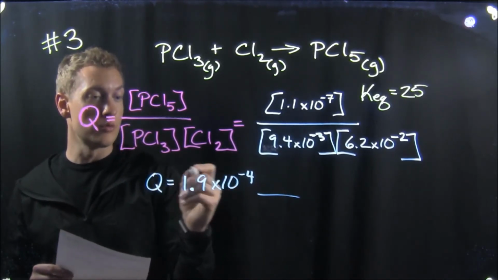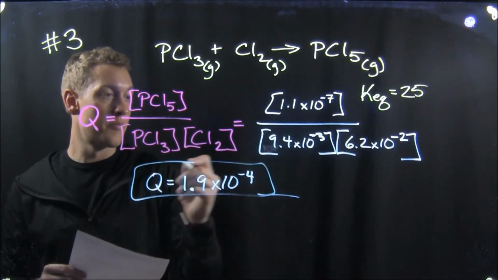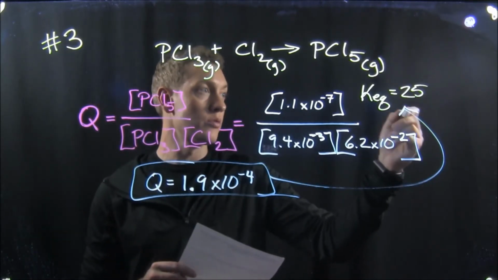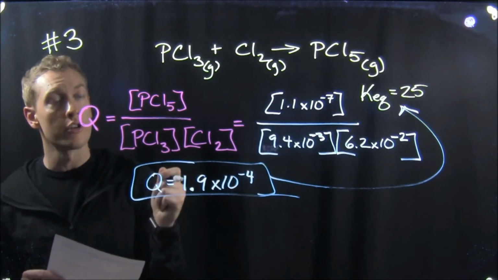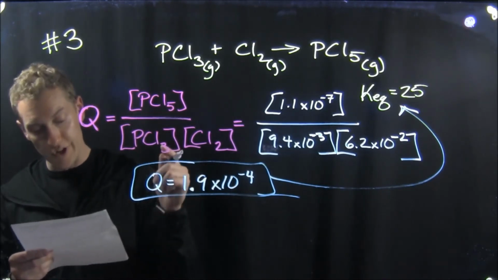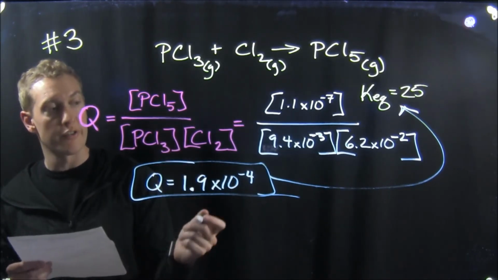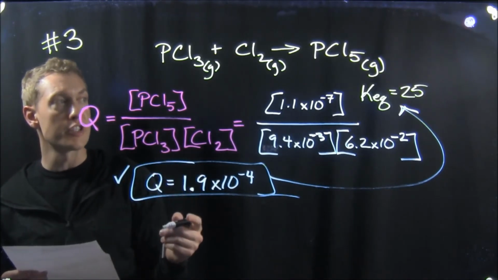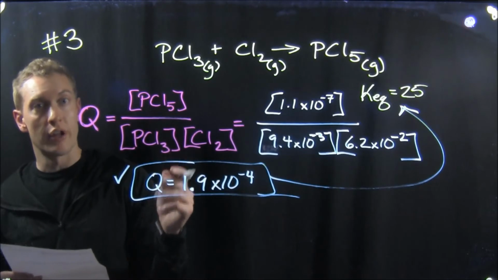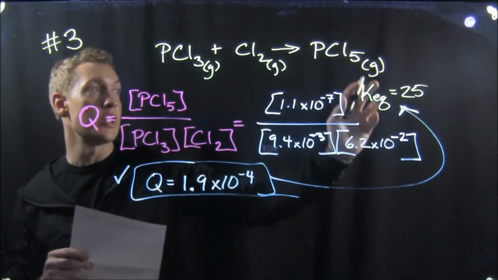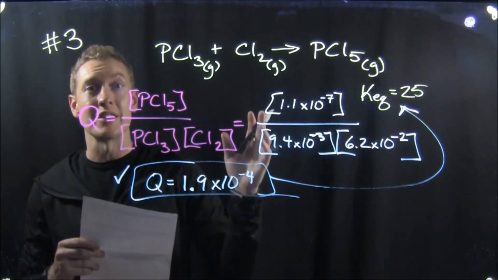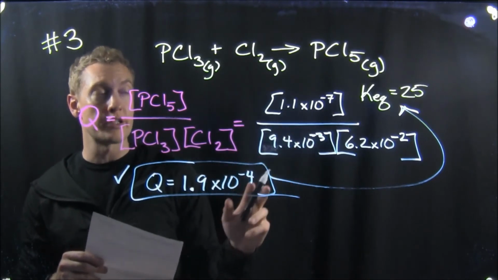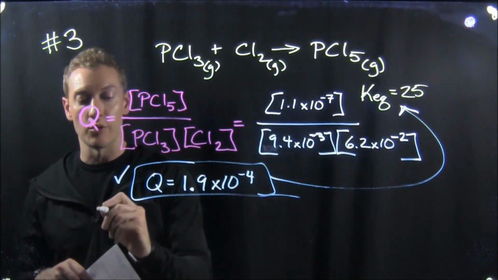Now Q compared to KEQ, Q is a whole lot smaller than KEQ. So the series of questions it asked us, first it wanted us to find Q, we did that. Then it wants to know, is the system at equilibrium? In order to be at equilibrium, Q would have to equal KEQ, which it doesn't. Q is a whole lot smaller, so it is not at equilibrium.